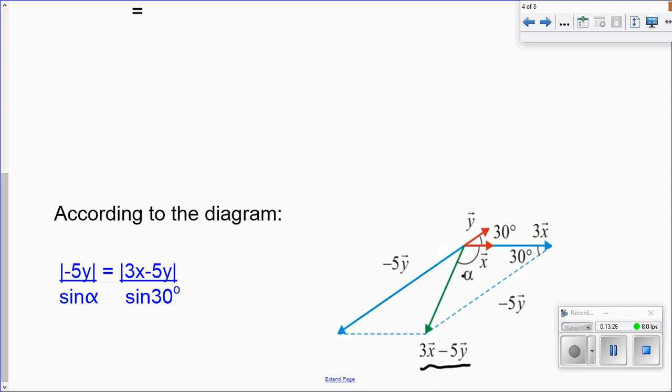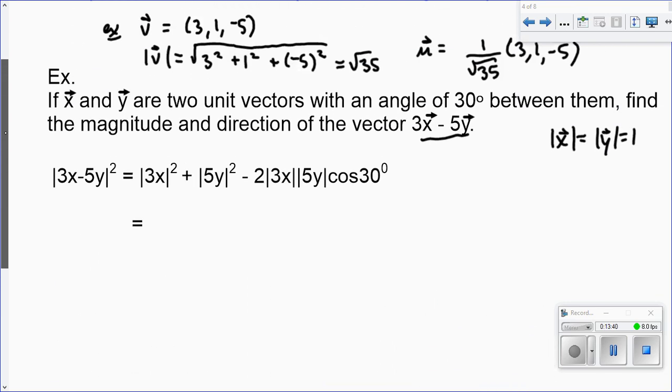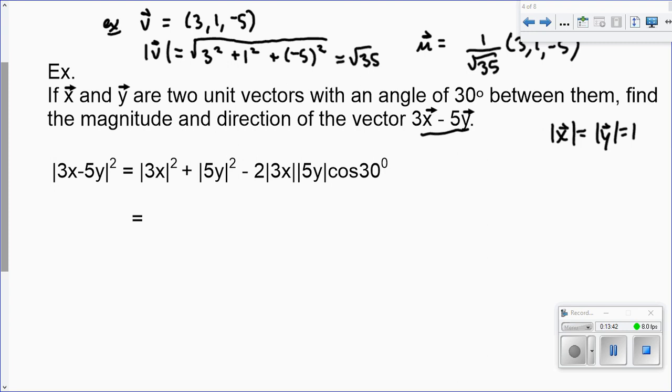So I can use my cosine law. I've got 3x, I've got -5y, and I've got an interior angle of 30, and I can use my cosine law to find the magnitude of 3x minus 5y, and that's what I did up here. When I expand this, these are vectors, and I'm going to substitute in some values. I know the magnitude is 1, I talked about that, these are unit vectors.